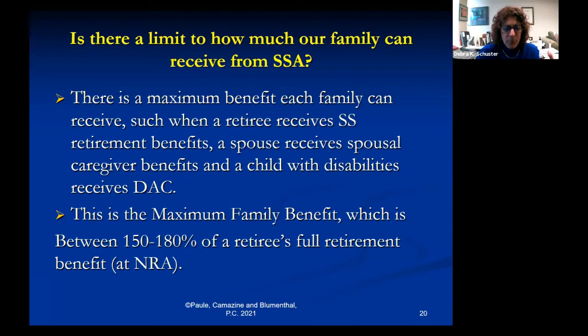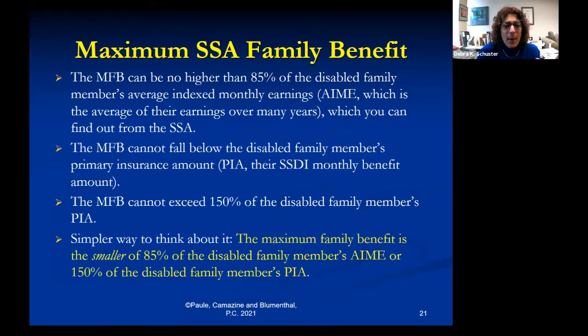So, walking through this, the maximum family benefit cannot be higher than 85% of the disabled family member's average index monthly earnings. And it can't fall below the disabled family member's primary insurance amount. So the best way to think about it is the maximum family benefit is the smaller of 85% of the disabled family member's average index monthly earnings, or 150% of the disabled family member's primary insurance amount. And the best way to do this is to go on the Social Security SSA.gov website and look at what the retiree's benefit will be at those various age break points, 62, their normal retirement age, and age 70. And one can calculate roughly what these benefits are.